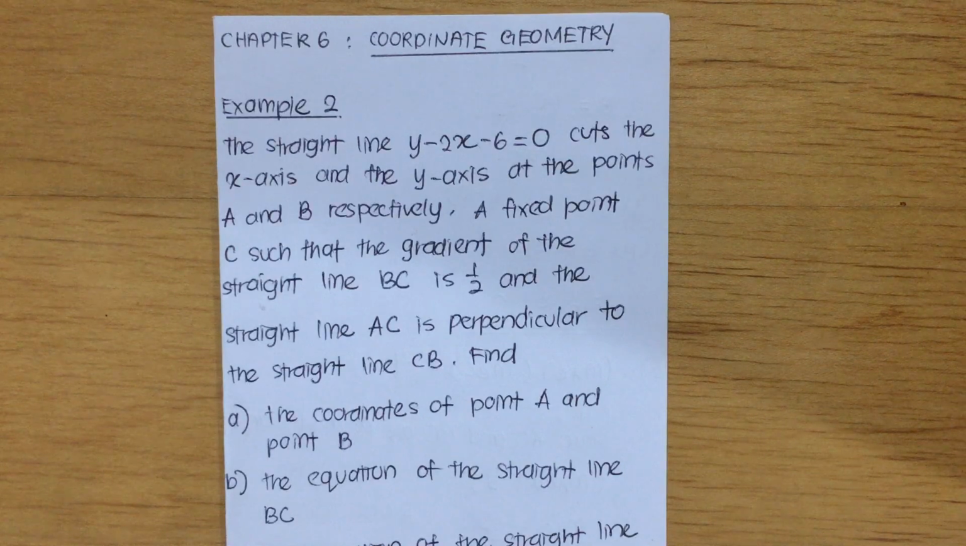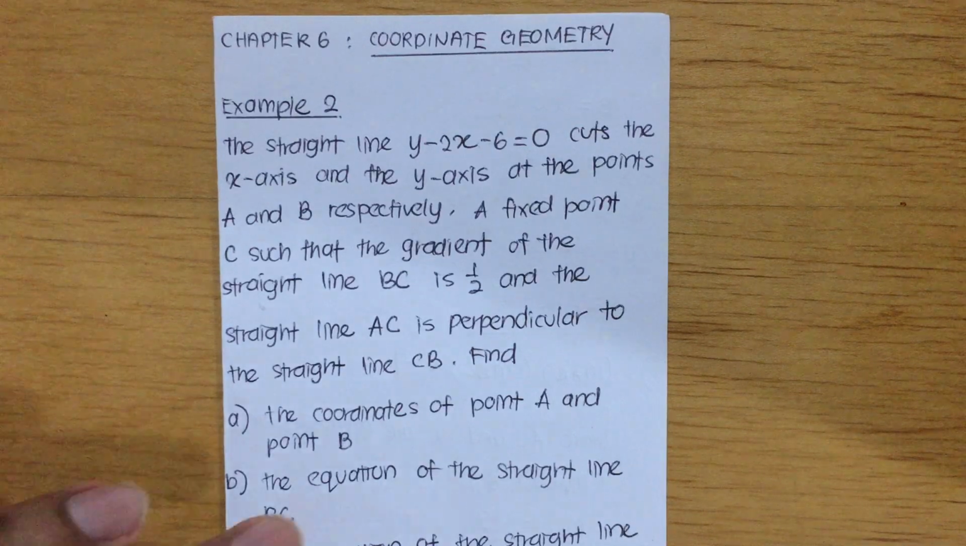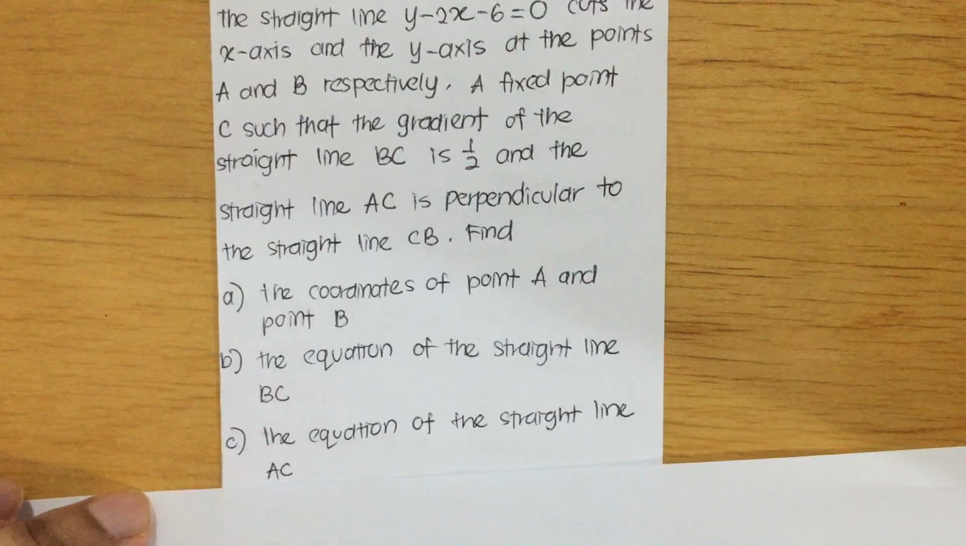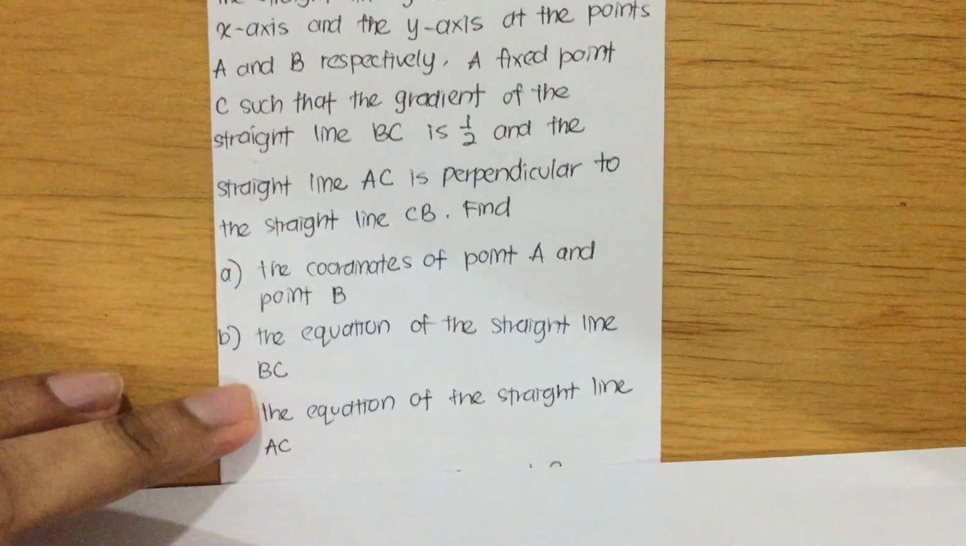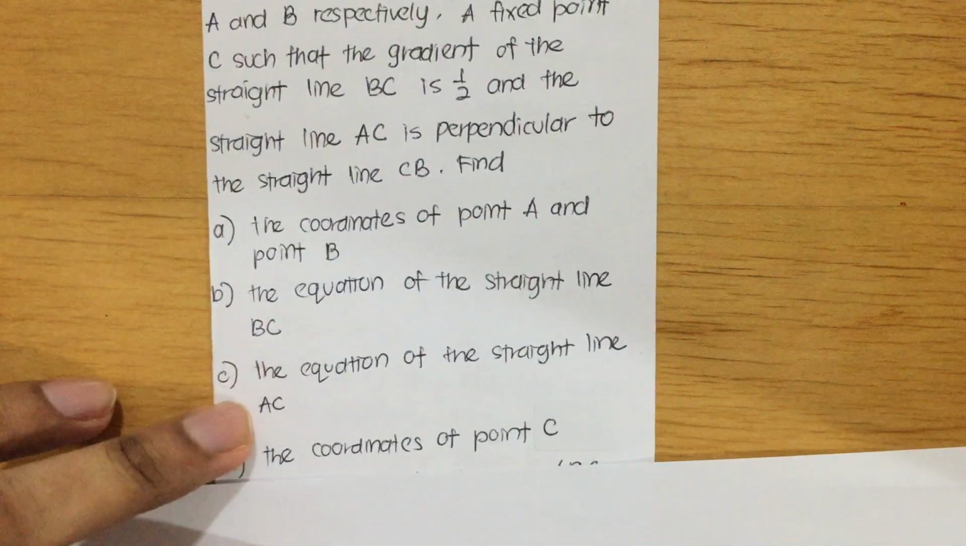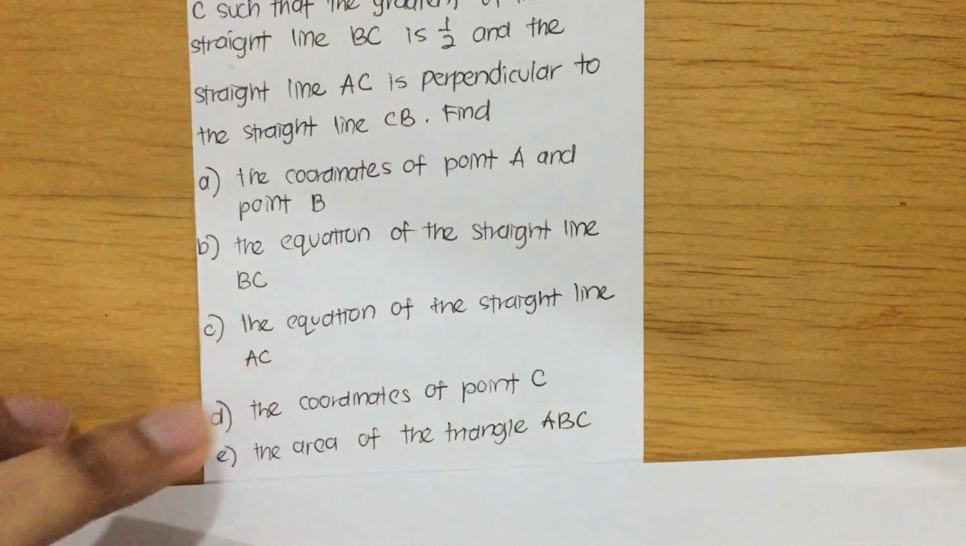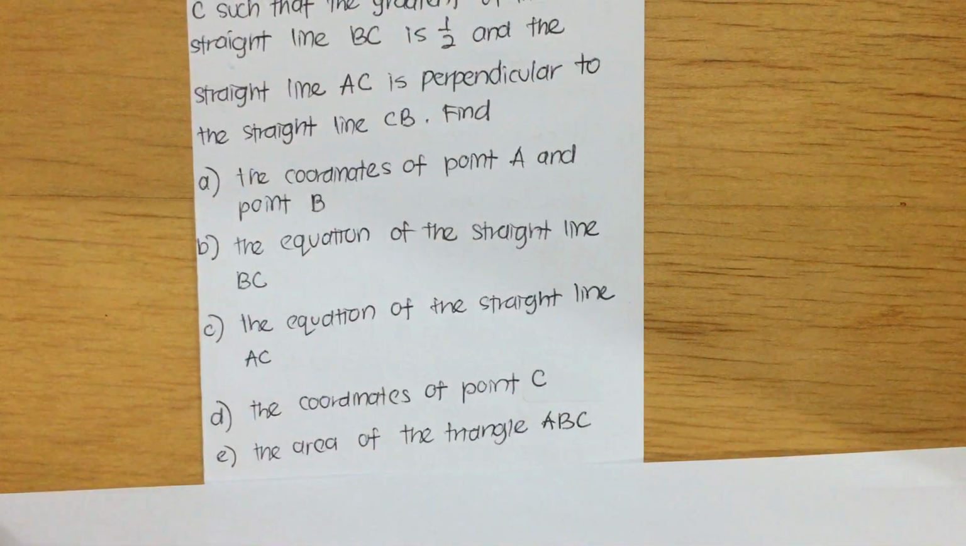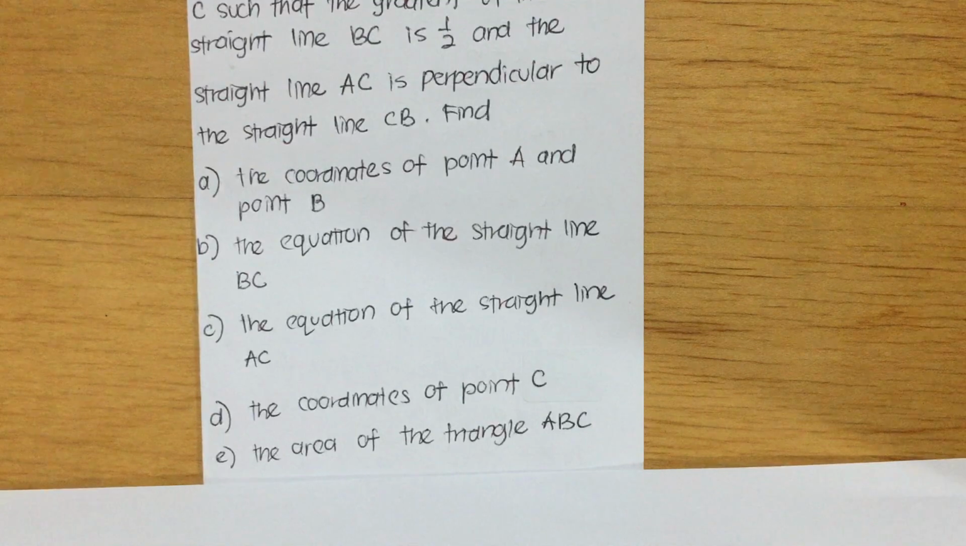So the question asks to find the coordinates of point A and point B, equation of the straight line BC, the equation of the straight line AC, coordinates of point C, and then the last, the area of the triangle ABC. Alright guys, I hope you will attempt this question in the future.